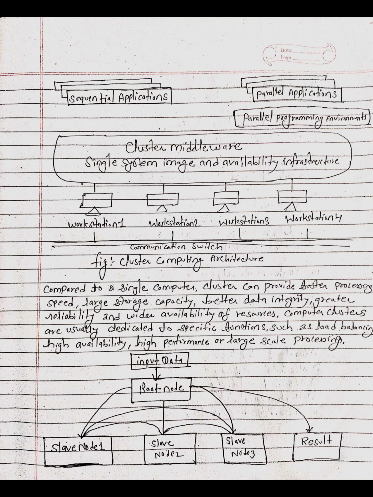Input data, root node, node 1, slave node n, slave node 2, slave node 3, and results. Interconnected with each other and provide the high availability of resources and load balancing and give better performance.